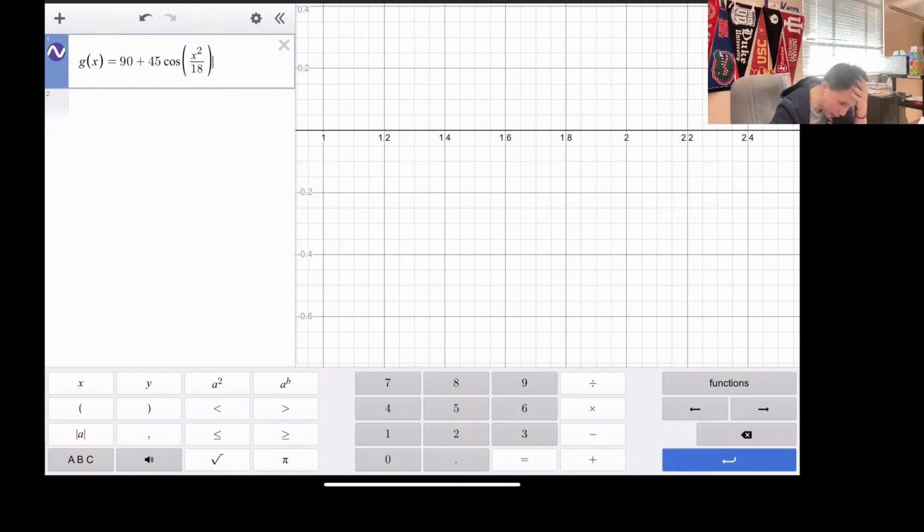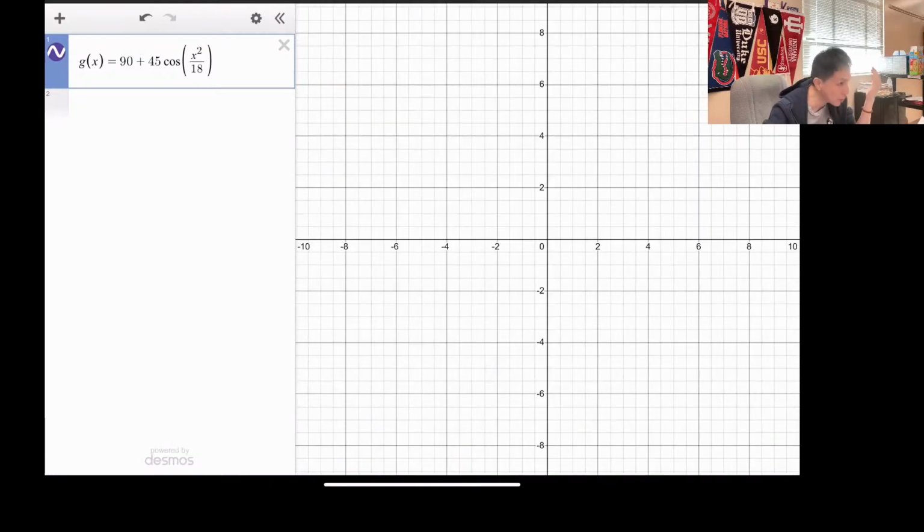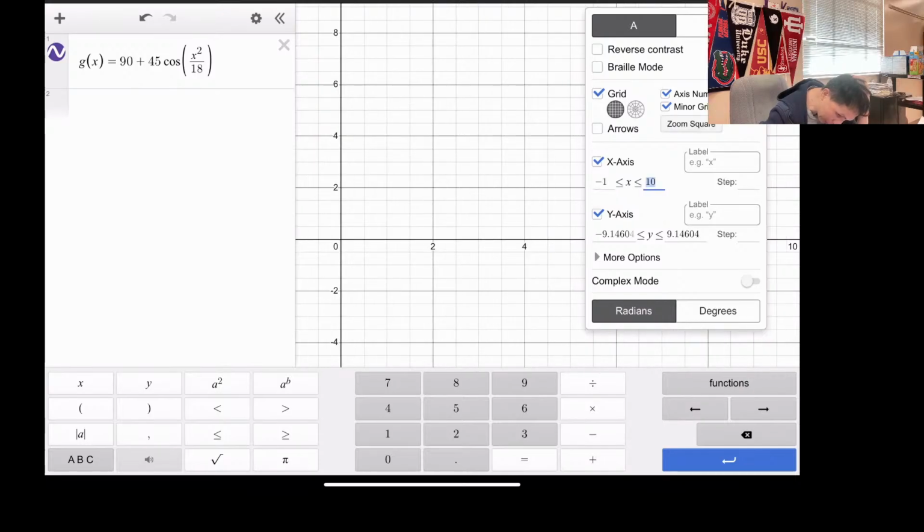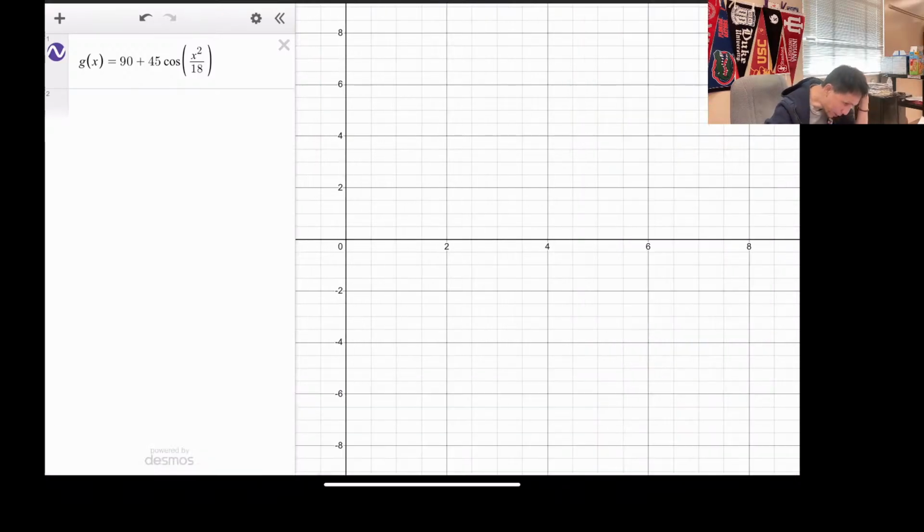Right? It's going to give you this. And you're like, damn, there's no graph. But look at it. Think about it. It's between what value and what value? 0 and 8. So I'm going to do -1 to 9. Is that okay? And think about it. Look at the equation. What's the value there? 90 plus 45. So it's probably somewhat above 90 or below 90.